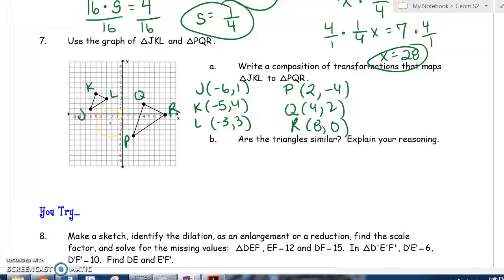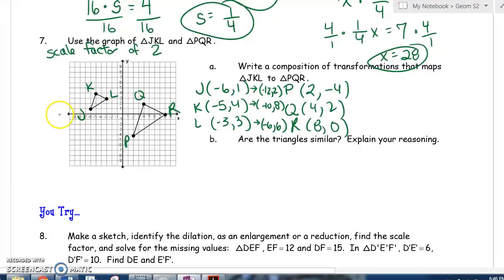Do we want to make it 2 times bigger, 3 times bigger? It's usually not going to be a decimal, just because it's a guess and check type thing. So let's try and make it bigger by a scale factor of 2. If we were to make this bigger by a scale factor of 2, doubling the size, J would end up being negative 12, 2. K would end up being negative 10, 8. And then this guy would be negative 6, 6. We're just multiplying everything by 2, doubling it.